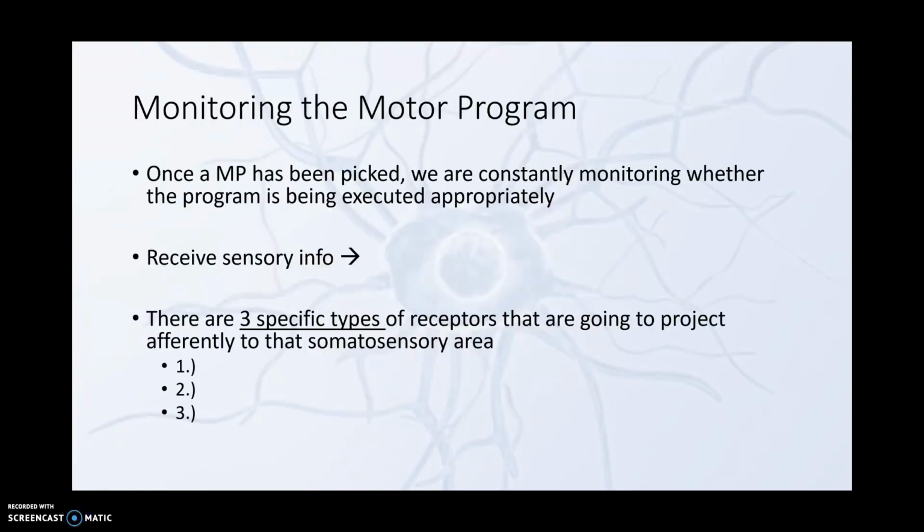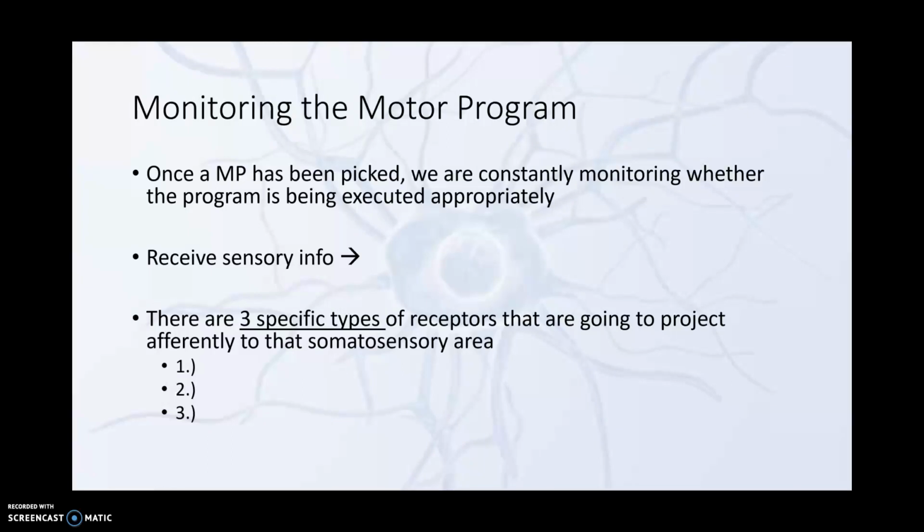Okay, so moving on, monitoring the motor program. Once a motor program has been picked, we are constantly monitoring whether the program is being executed properly. So we think we picked a correct motor program, but then we have all these systems of checks and balances to make sure we are carrying it out appropriately and that it's the correct one we should be using. This means we have to receive sensory information in the somatosensory area about what is happening with that motor program.